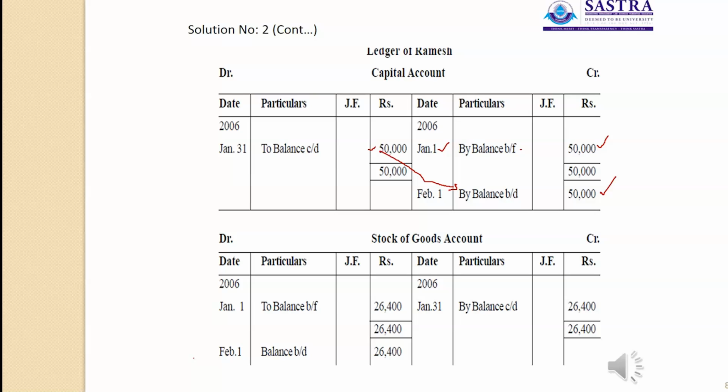So the amount transferred to the next month, 50,000. Then stock of goods account. Stock is an asset, so that shows the debit balance. So debit side, to balance brought down rupees 26,400.